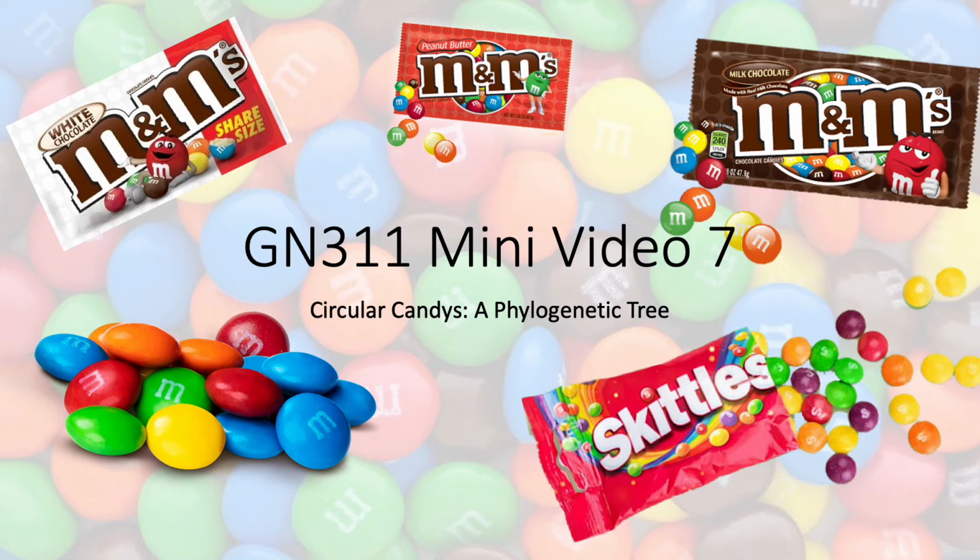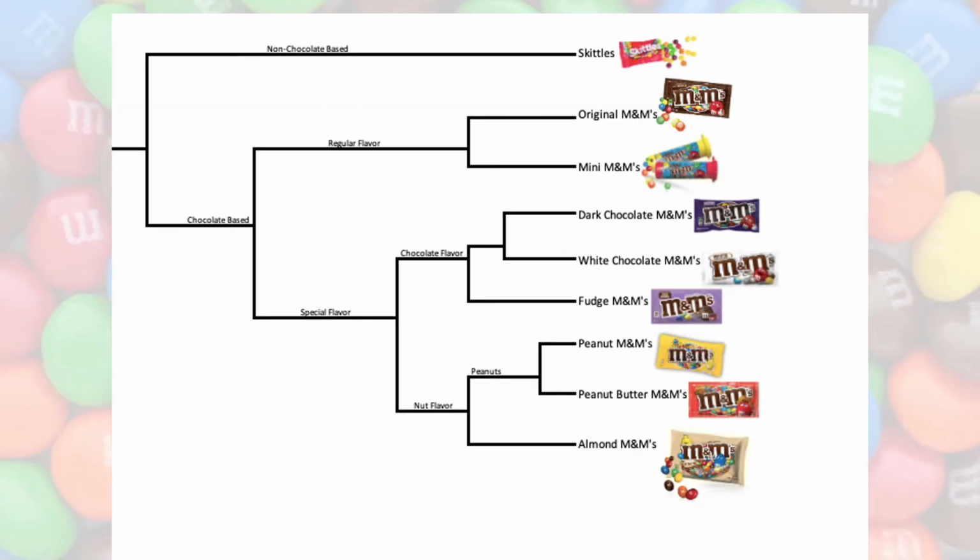We've made it to the end of the semester, so what better way to celebrate than with candy? Today we will look at a phylogenetic tree classifying circular candies, specifically M&Ms and Skittles. Here is our phylogenetic tree.